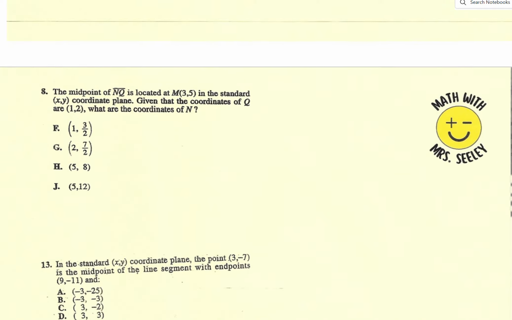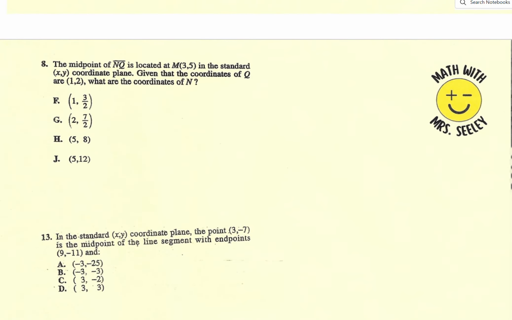Okay, let's look at this next one. Same thing is happening here. It says the midpoint is (3, 5). So once again, they are giving me the midpoint and not asking me to find the midpoint. Let's draw a picture like last time. The midpoint is (3, 5). The other coordinate that they give me is (1, 2).